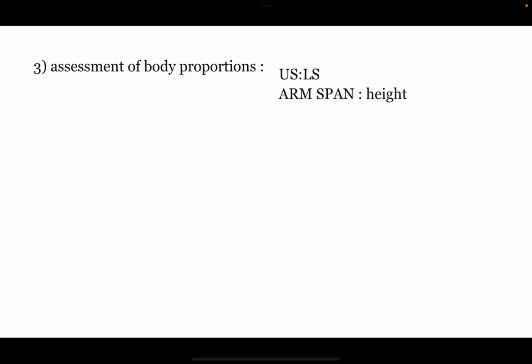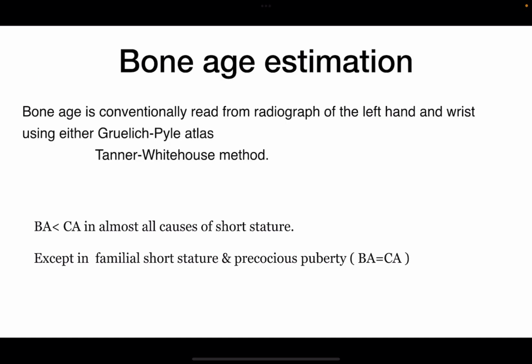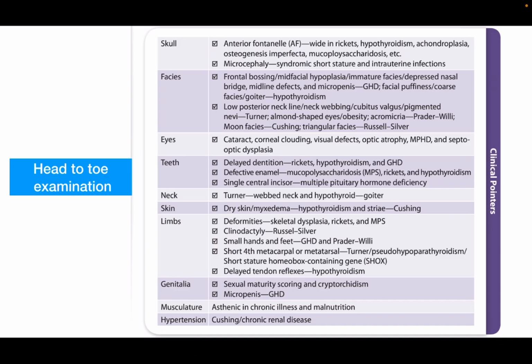So now we will learn how to measure the upper segment lower segment ratio and arm span. Bone age estimation is done by radiograph of left hand and wrist using Greulich-Pyle Atlas or Tanner-Whitehouse methods. We compare the radiograph of the child with the standard child. These are the things we have to see on head-to-toe examination.